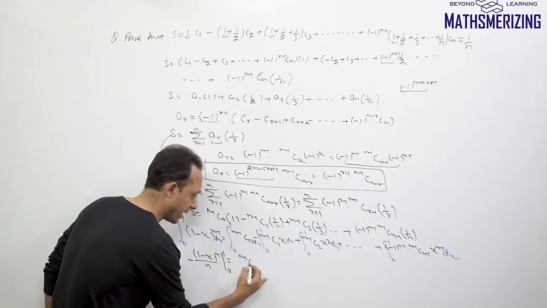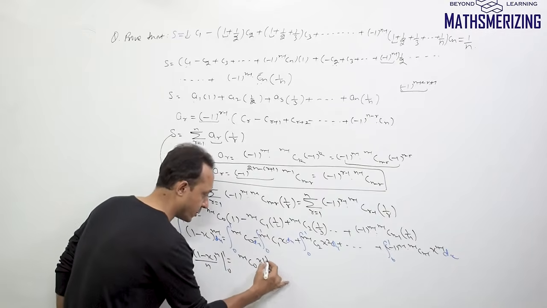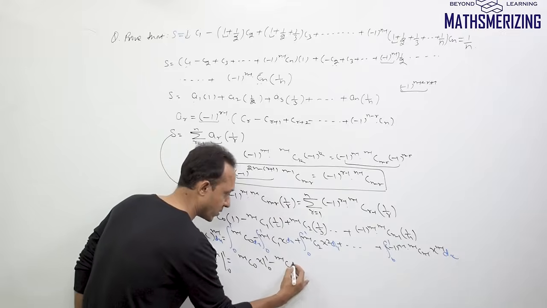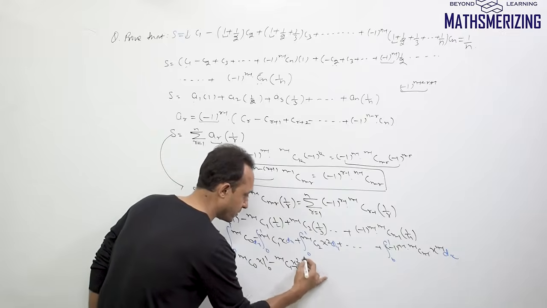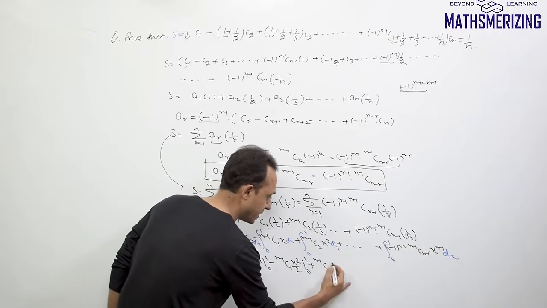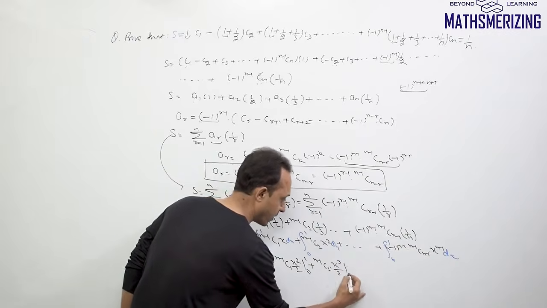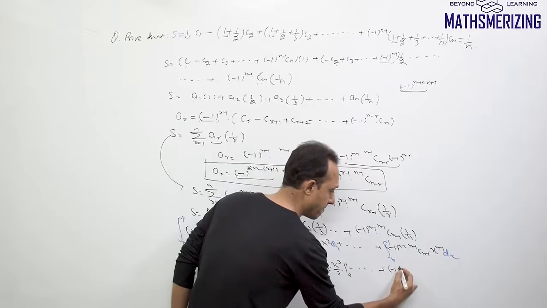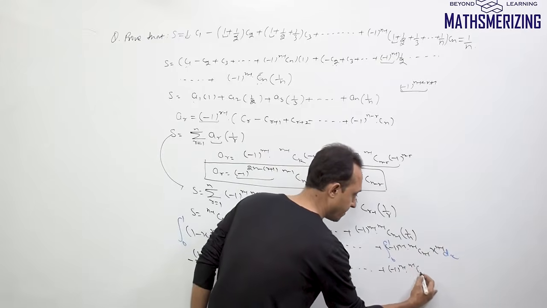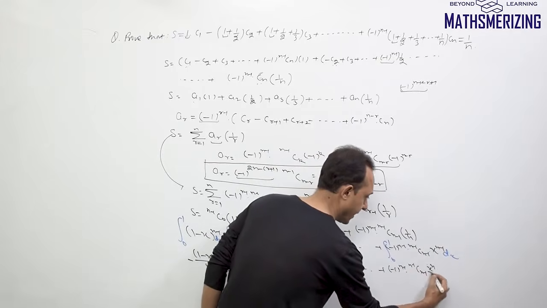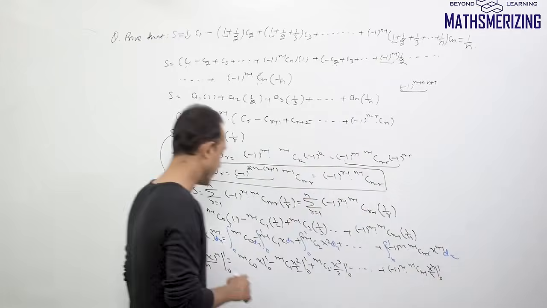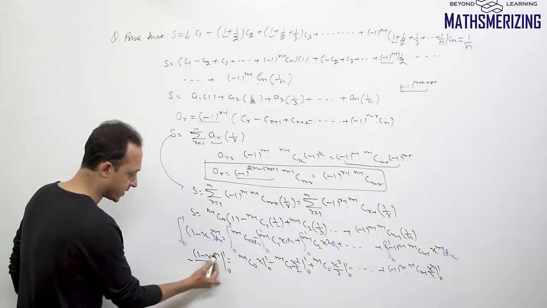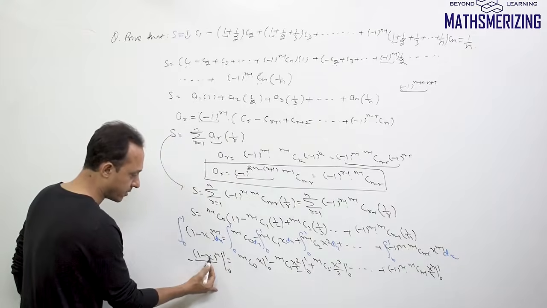Here it will be n minus 1 c0, and then x from 0 to 1, minus n minus 1 c1, x square upon 2 from 0 to 1, n minus 1 c2, x cube upon 3 from 0 to 1, and then finally it will be minus 1 to the power n minus 1, n minus 1 c n minus 1, x to the power n upon n from 0 to 1. So if I put the value of x as 1, it'll be 0. If I put x as 0, it'll be 1 by n.